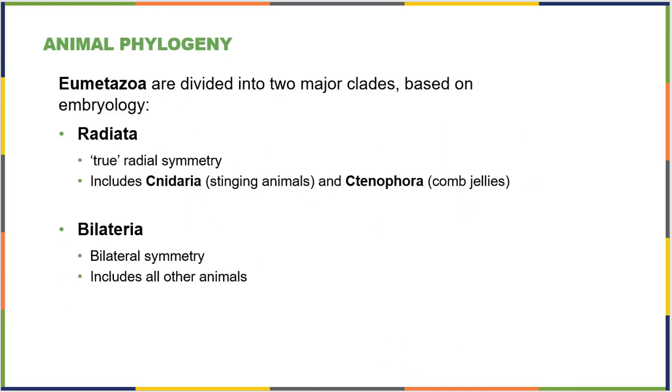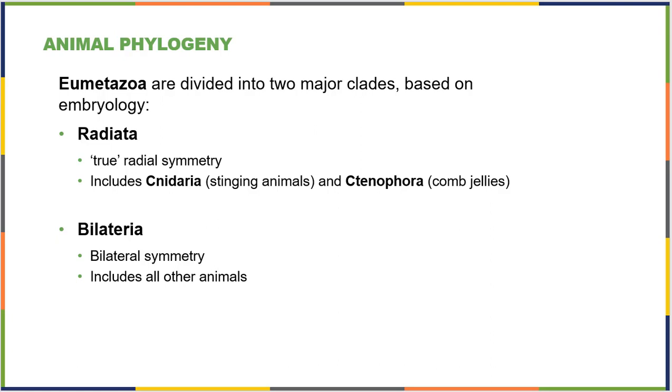From there, the eumetazoa are divided into two major clades based on their embryology. Do you show radial symmetry? That splits the eumetazoa group into the cnidarian clade and the ctenophoran clade, so the stinging animals, which have those cnidocyte cells, and then comb jellies. And you'll learn more about the specifics of all of these groups in the invertebrate chapter and the vertebrate chapter. If you feel like I'm just spitting a bunch of information at you, it gets better, I promise. So we can divide eumetazoa into two clades, those with radial symmetry and those with bilateral symmetry.